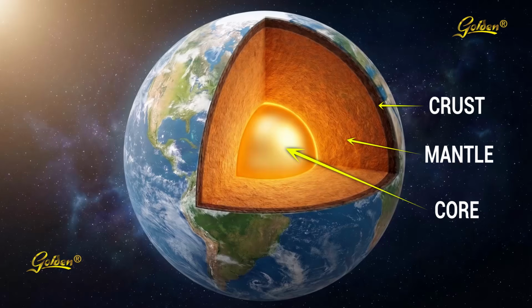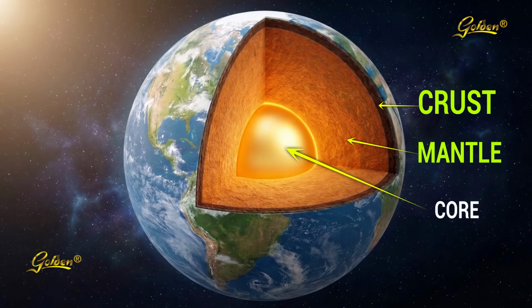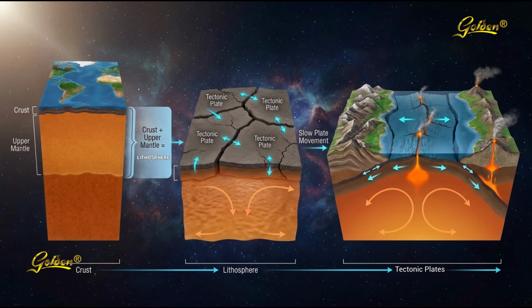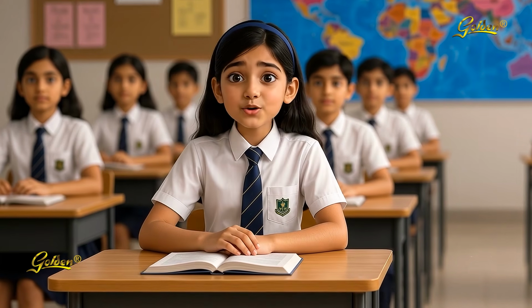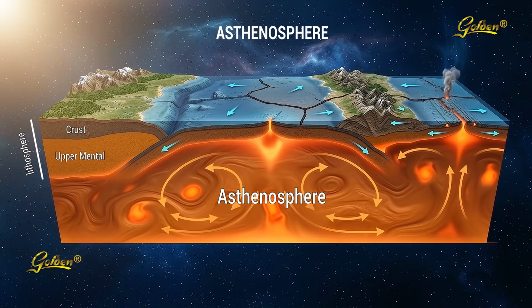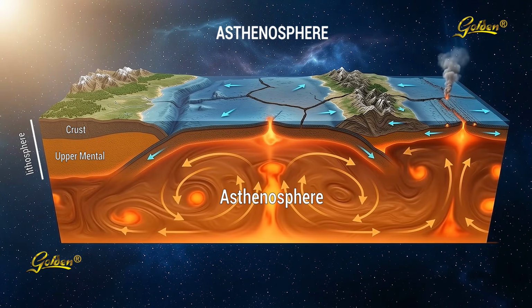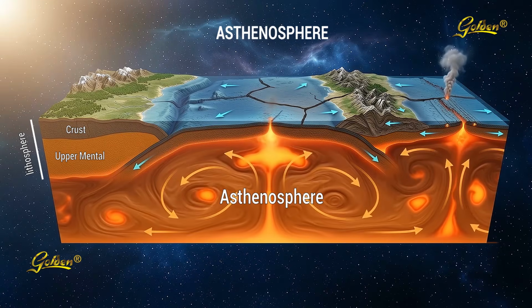The Earth has three main layers which are called crust, mantle, and core. The crust is the outermost layer. Below the crust lies the thick and hot mantle, and below the mantle lies the super hot core. The crust and upper mantle form the rigid lithosphere, which is broken into massive slabs called tectonic plates. Wow, this sounds so fascinating. But ma'am, what is asthenosphere? The asthenosphere exists below the lithosphere and is a semi-molten layer which allows the tectonic plates to move.